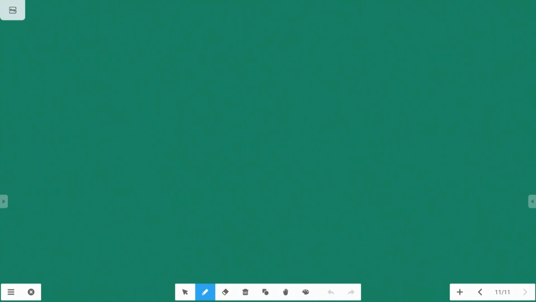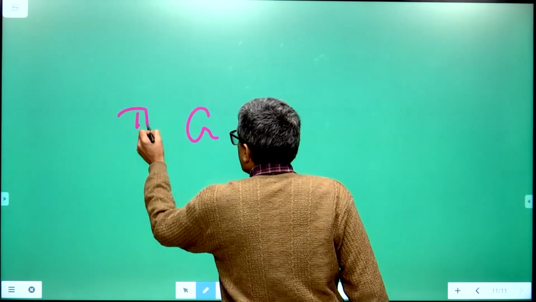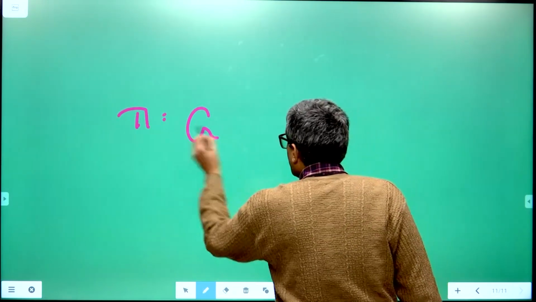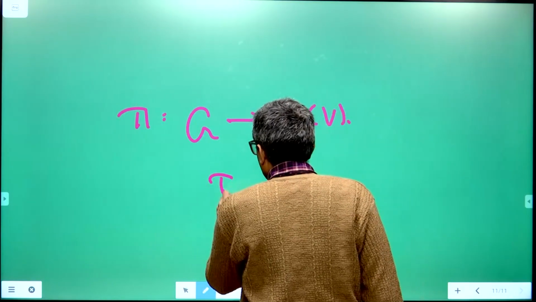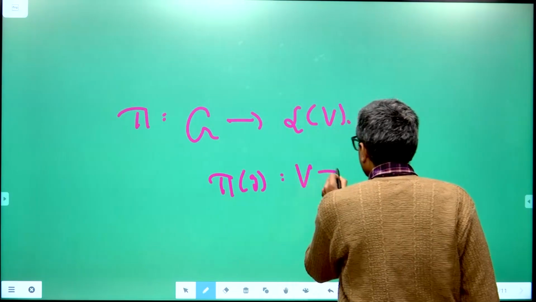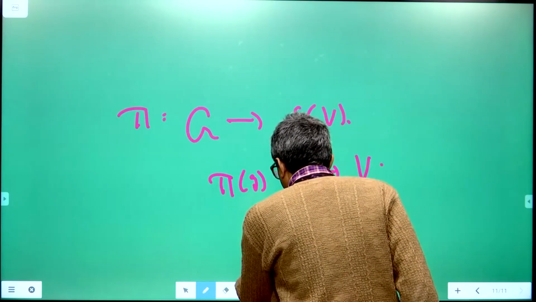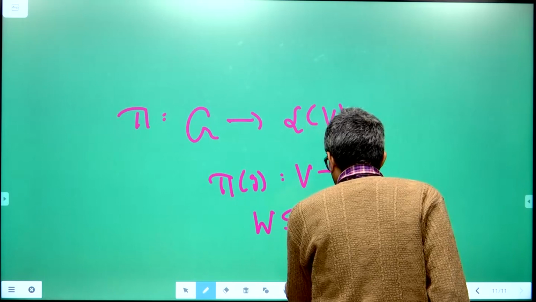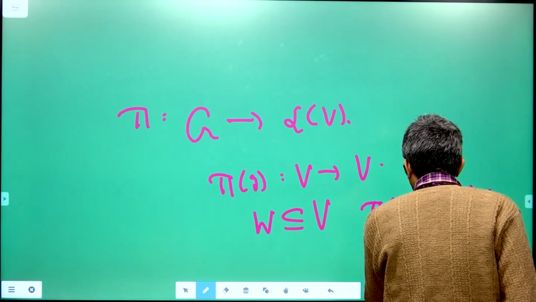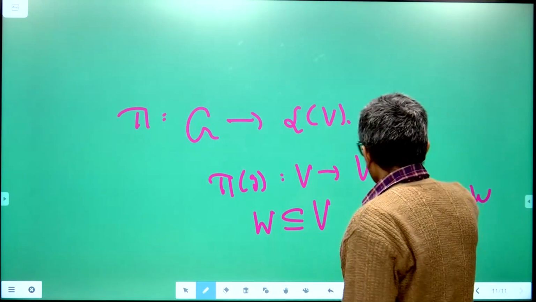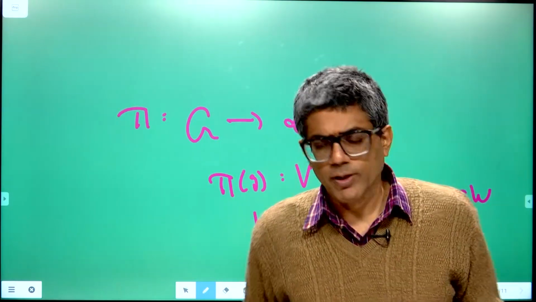First we look at a general statement which has nothing to do with the Peter-Weyl theory. If G is any group and pi is any representation of the group in a vector space, then what does it mean? It means that pi g acts on this vector space in a linear way. Suppose W is an invariant subspace of V. That means W is a subspace of V and pi g W is contained in W for all g belonging to G. That is, W is invariant under pi g.